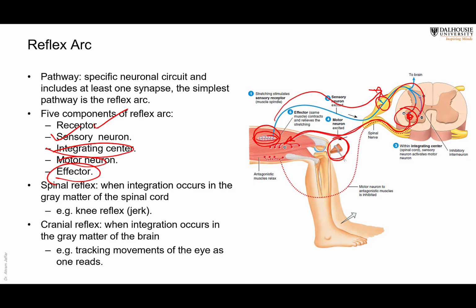Of course, this integrating center. Why do we call it integrating? Because if we go to the details here, we will find that excitatory impulses are given to the agonist muscle, while inhibitory impulses are given to the antagonist muscle. Remember, agonists and antagonists? So the antagonist here for the quadriceps femoris are the hamstring muscles.